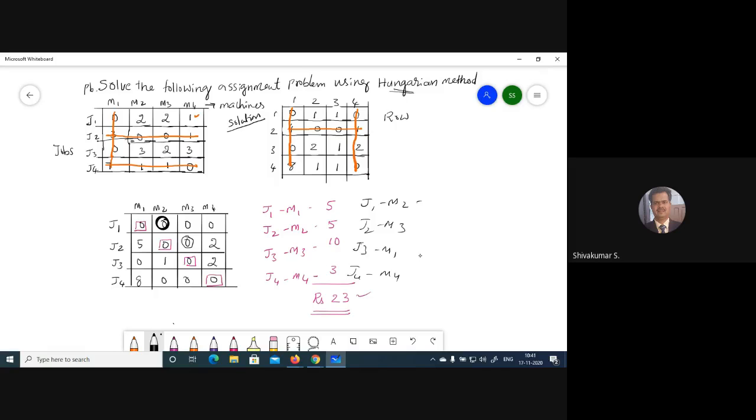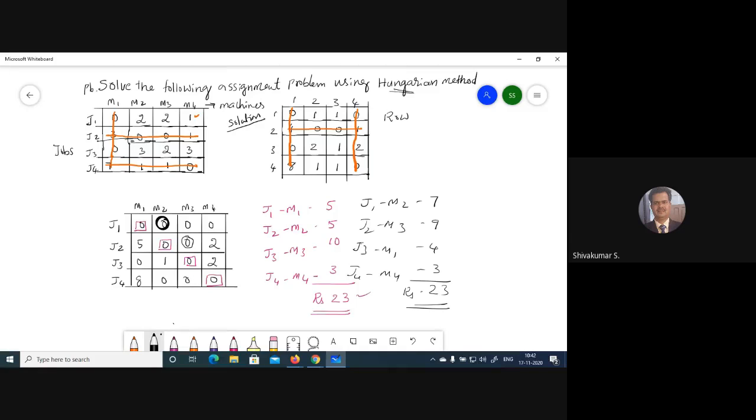So let us say we take the values now. J1, M2, it is 7. J2, M3, it is 9. J3, M1, it is 4. J4, M4, it is 3. Check out the answer now. 23. Same value. So fortunately, you got the same value. So both are possible, either this or this.